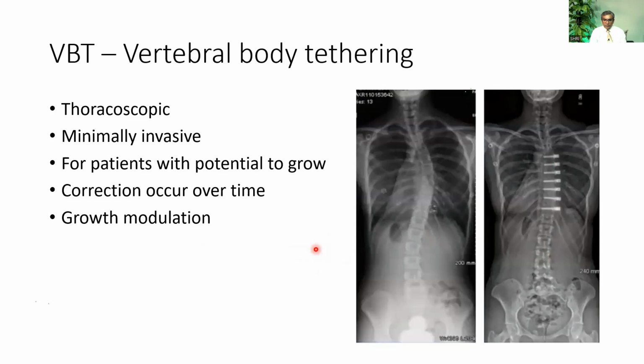This particular method has been becoming increasingly popular again. But this needs a thoracoscopic approach. Plus, there has to be an adequate amount of remaining growth in these children, for the spine to straighten on its own.